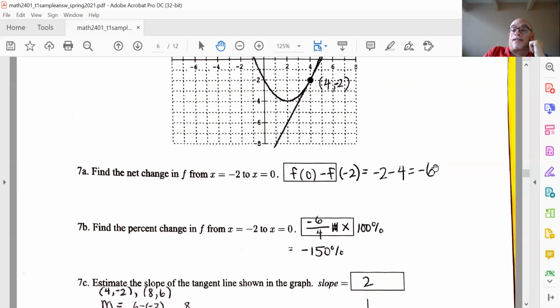So you have minus 6, that's the net change, divided by 4, because that was the y value that matched x equal minus 2, right? So you divide by 4 and then multiply by 100%, you get minus 150%. So in percentage terms, this net change of minus 6 would be minus 150%. So quite a big drop in the y values as we move from x equal minus 2 to x equal 0.